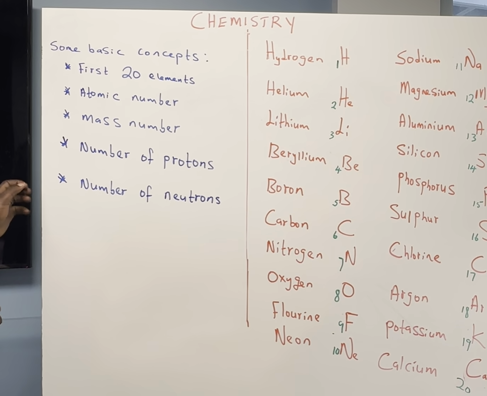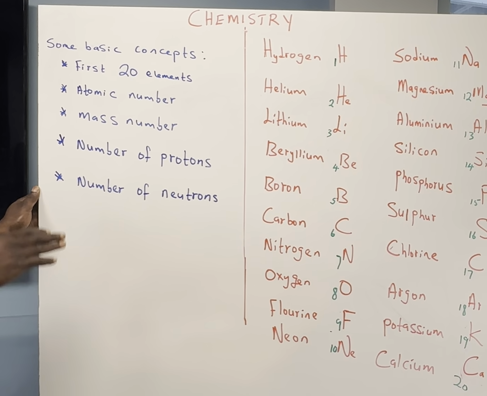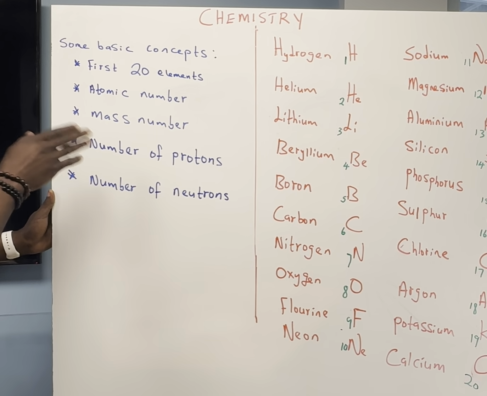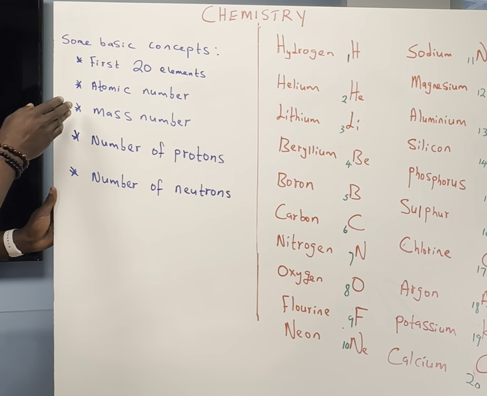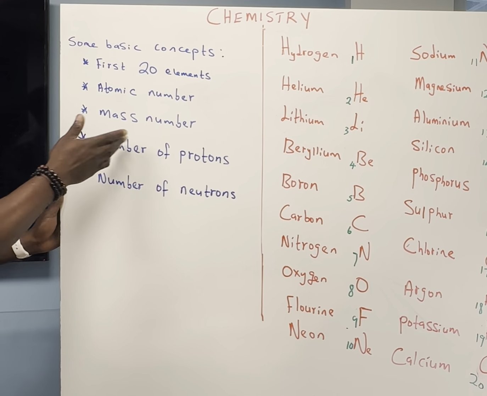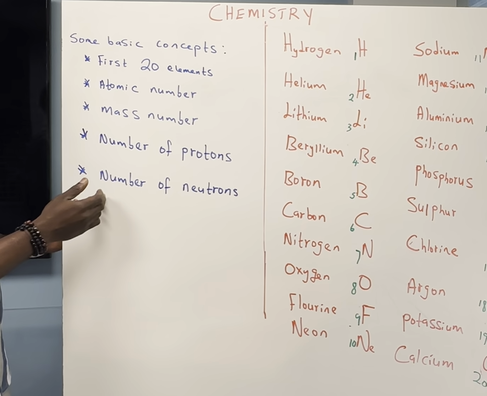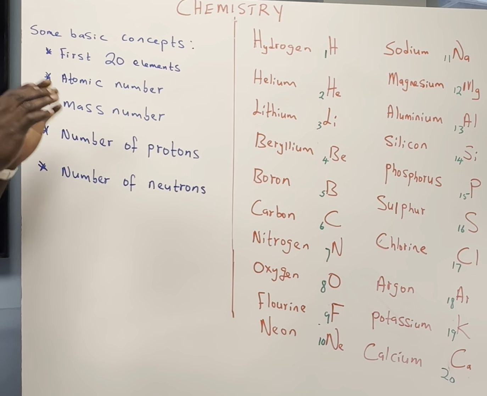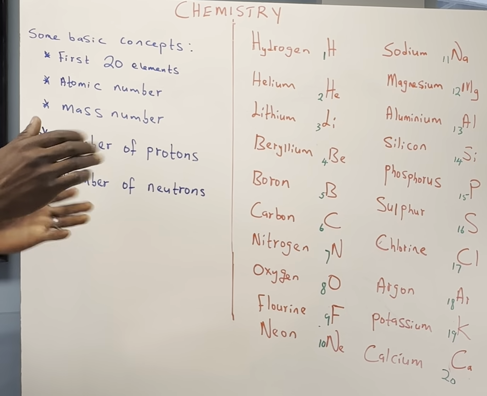Today, in this introductory class, we will deal with some basic concepts in chemistry. We'll look at the first 20 elements, their atomic number, their mass number, number of protons, and number of neutrons. Basically, we're just going to start from the basics, then we'll grow the class.